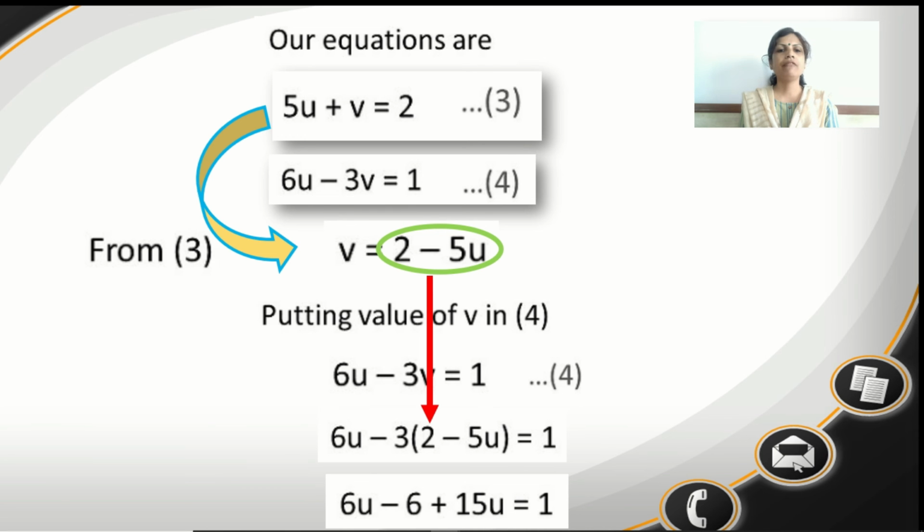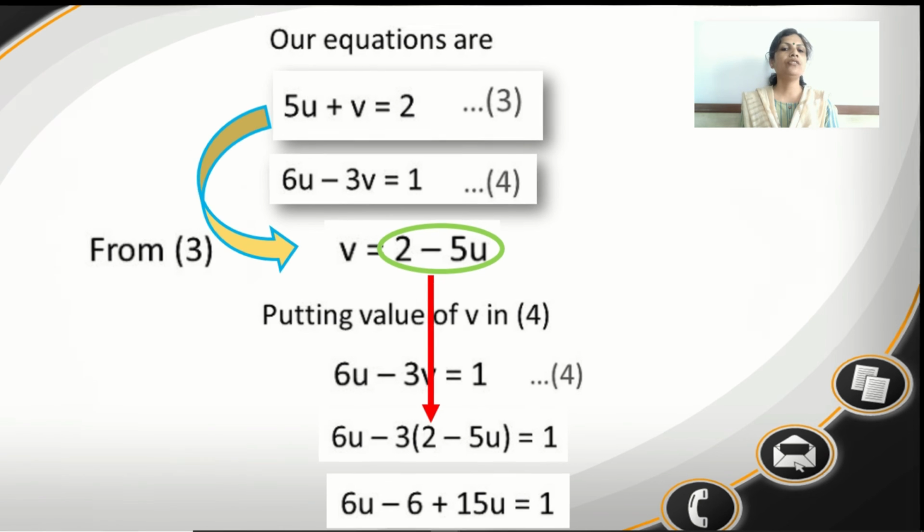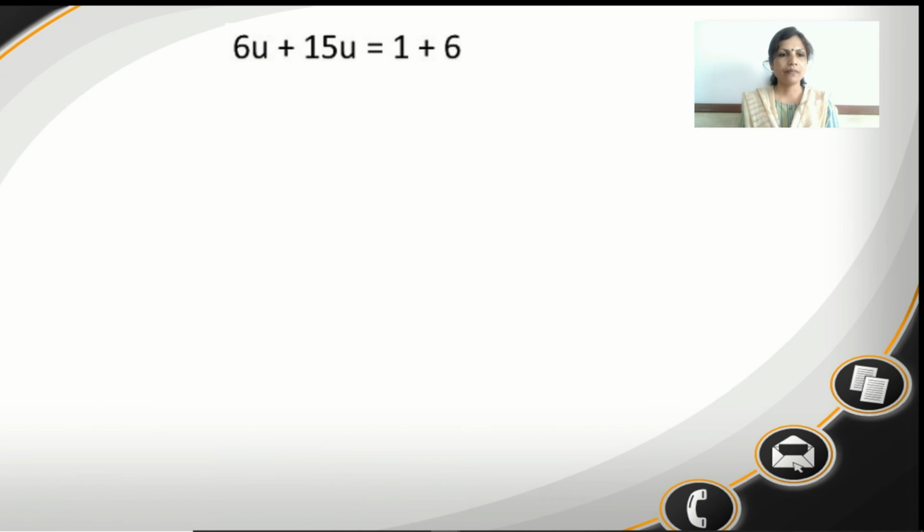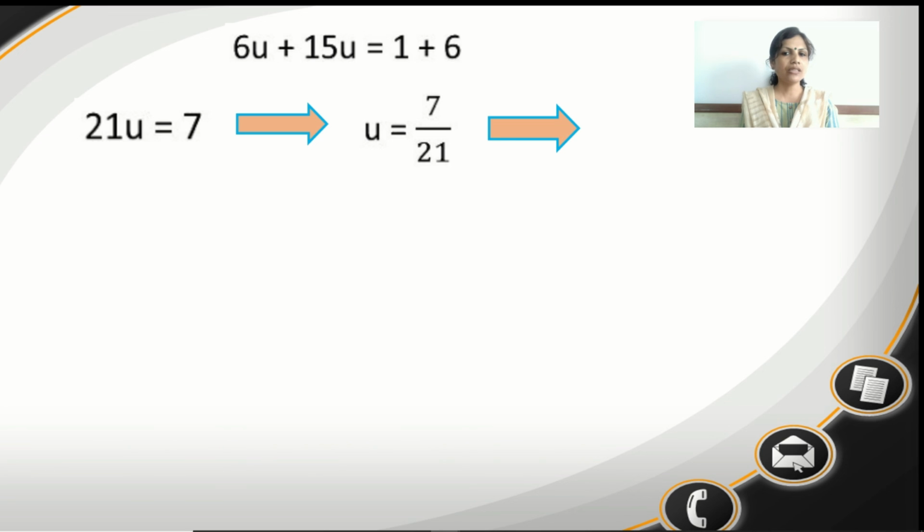Again we need to simplify. So 6 plus 15u is equal to 1 plus 6. We get 21u is equal to 7. That will give us the value of u as 7 by 21. Reduce it, we get u is equal to 1 upon 3.